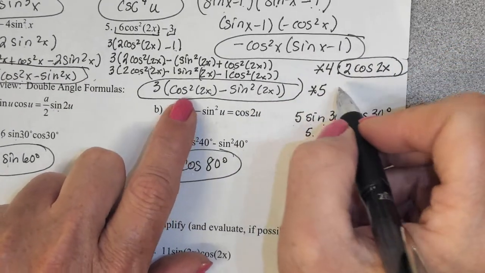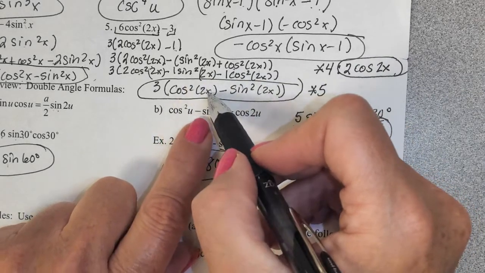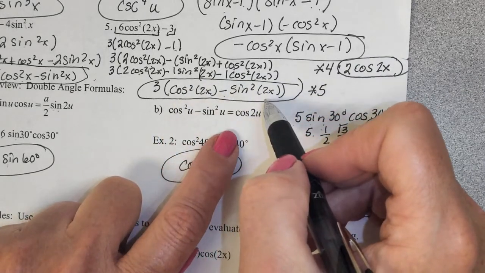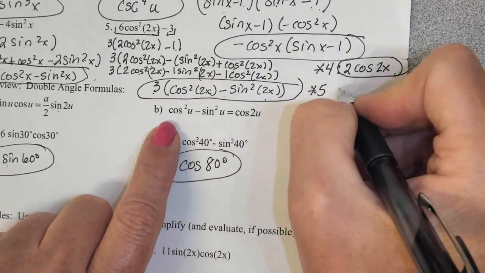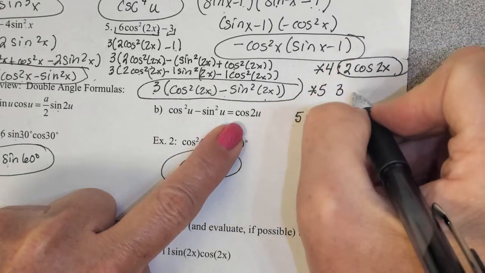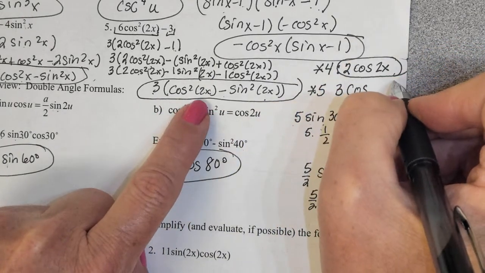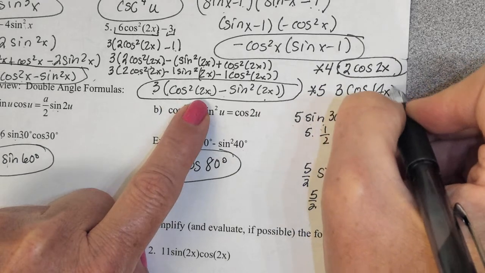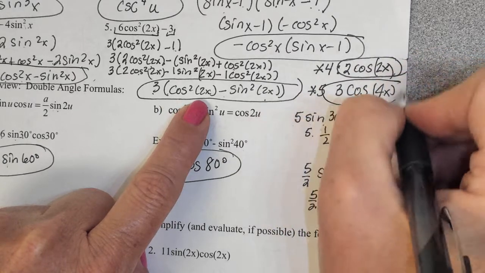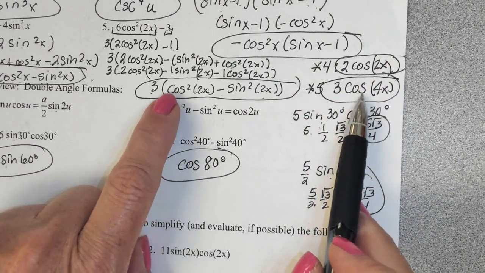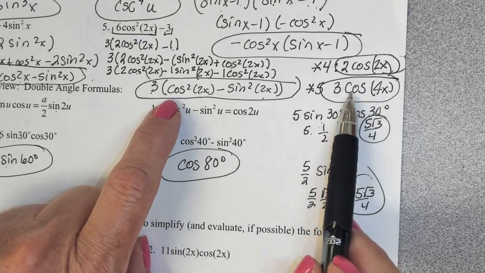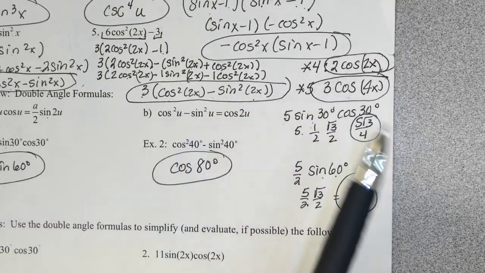On number 5, look at the pattern. Cosine squared u minus sine squared u. We do have a 3 out in front, it just stays. But this says that I can just do the cosine of double the angle, and that's equivalent. Isn't that a lot nicer? Wouldn't you rather put this into the calculator than that? I think so.